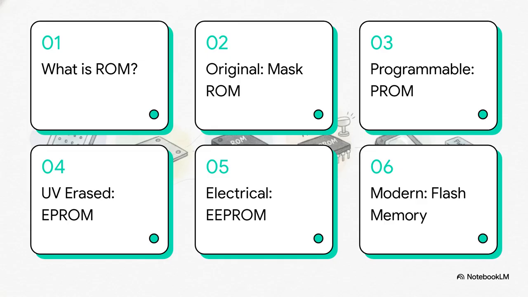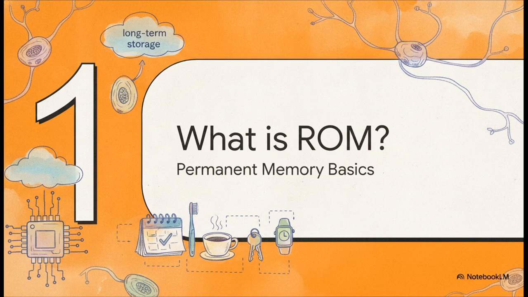Here's our agenda for today. 1. What is ROM? 2. The original mask ROM. 3. One-time programmable PROM. 4. Erasing with UV for EPROM. 5. Electrically erasable EEPROM. And 6. Modern life with flash memory. Let's start with section 1.